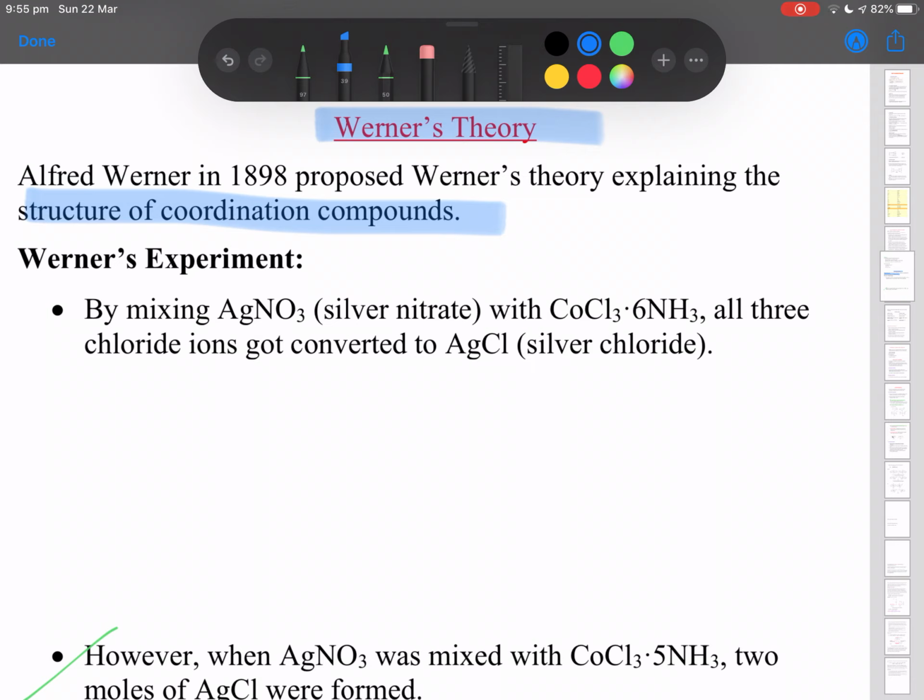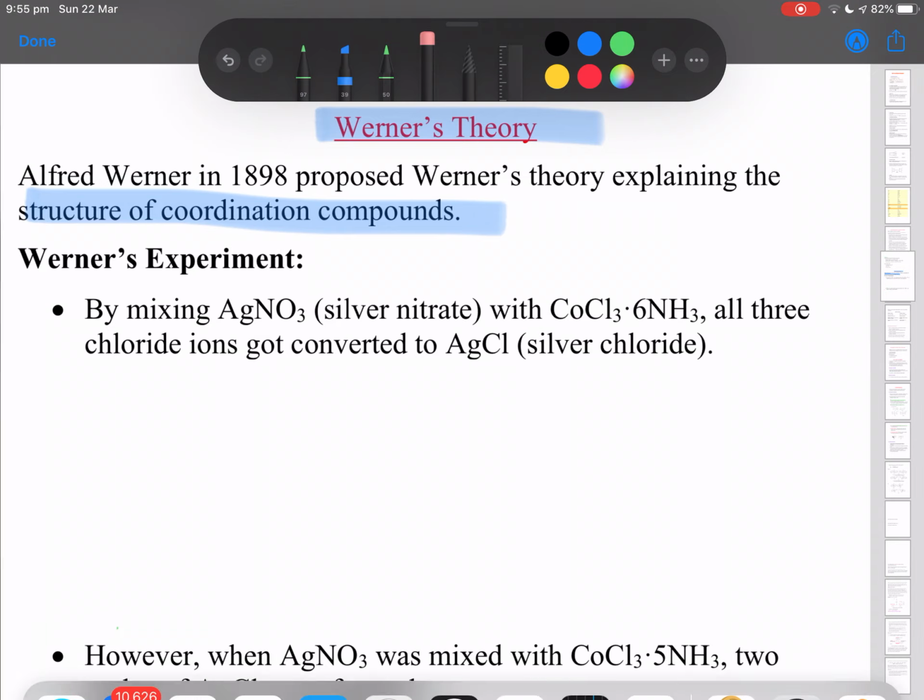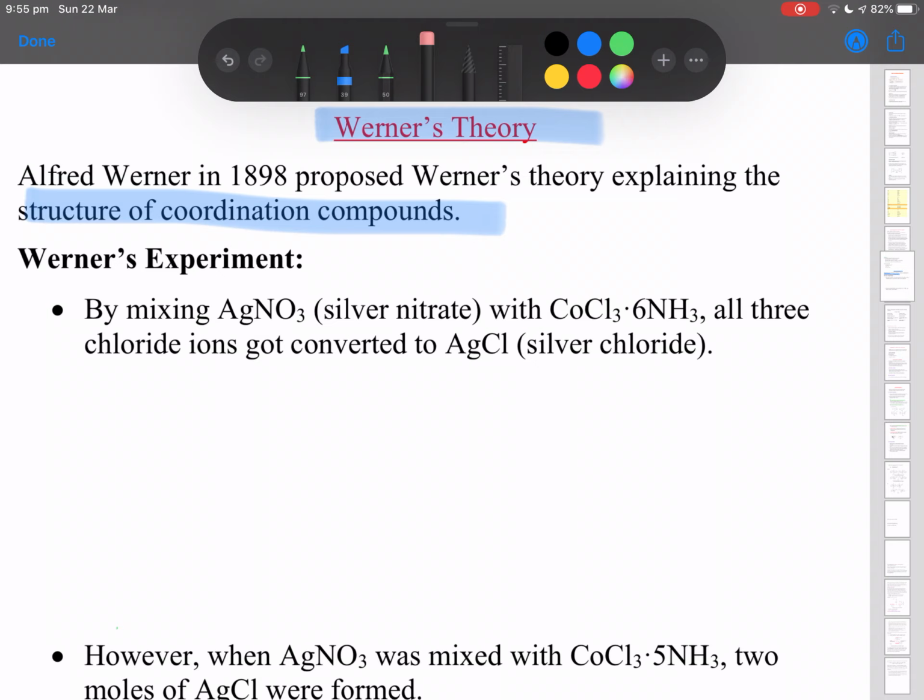So, how he conducted his experiment and came to the conclusion that the real structure of the complexes is the association between the metal and the ligands. There were a few experiments done by Werner which we are going to discuss over here. So, let us understand one by one.